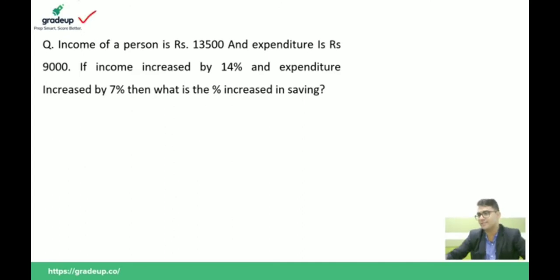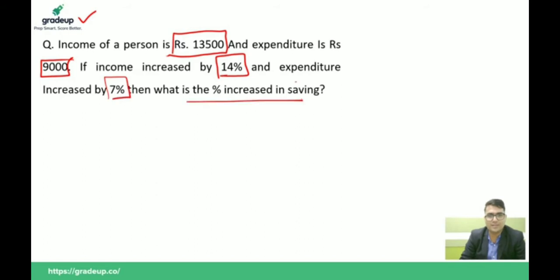All right, guys. Now, in this question, we have been given that income of a person is 13,500 and expenditure is 9,000. Income increased by 14% and expenditure increased by 7%. Then what is the percentage increase in the saving? Yes, guys, please try to solve this question and give the answer in the comment box.